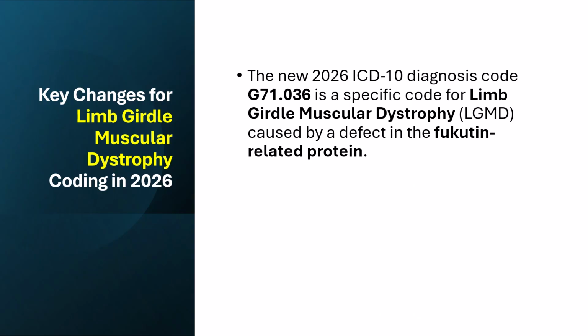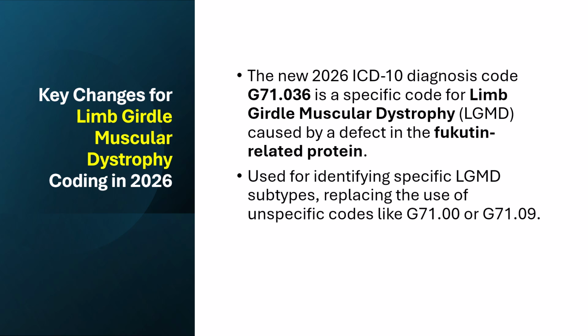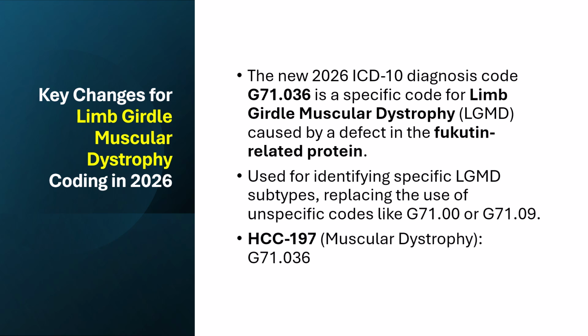The new 2026 ICD-10-CM code G71036 is a specific code for limb-girdle muscular dystrophy, LGMD, due to Fukutin-related protein dysfunction. It is used for identifying specific LGMD subtypes, replacing the use of unspecific codes like G7100 or G7109. It falls under HCC 197, muscular dystrophy, in 2026 CMS-HCC model version 28.